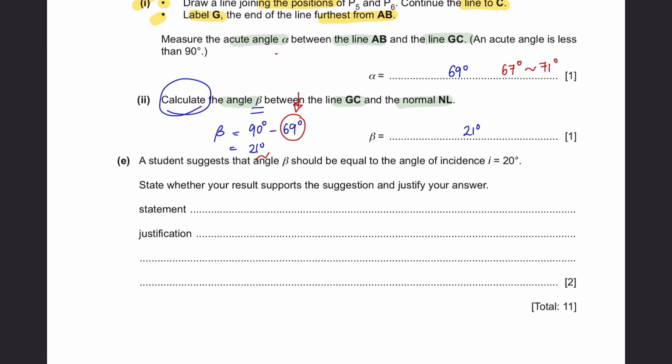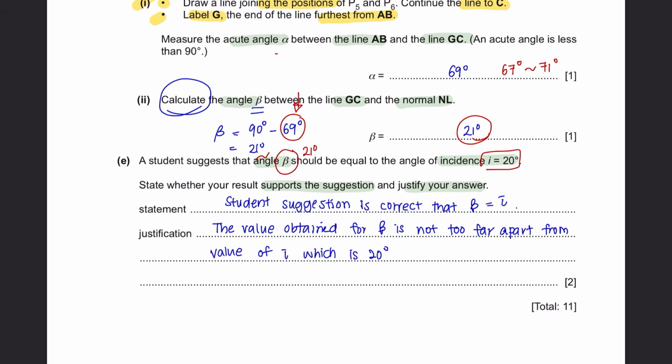Question E. A student suggests that the angle beta should be equal to the angle of incidence I equals 20 degrees. State whether your result supports the suggestion and justify your answer. Angle beta that we have obtained is 21 degrees and angle of incidence is 20 degrees. So the student's suggestion here is correct. And for justification, you could say that the value obtained for beta is not too far apart from the value of incidence, which is 20 degrees.